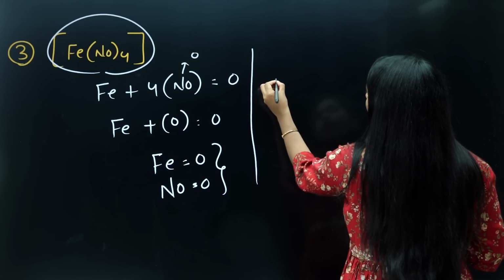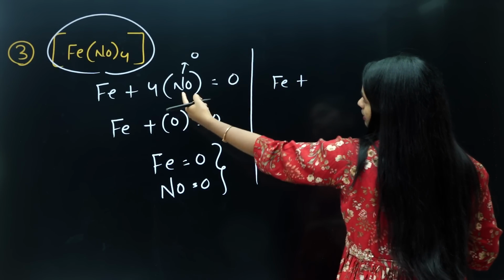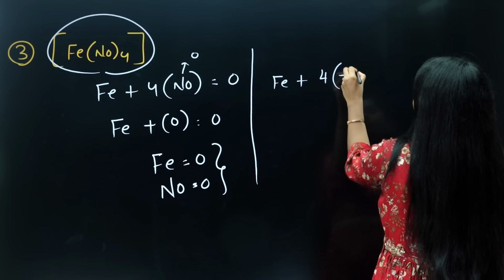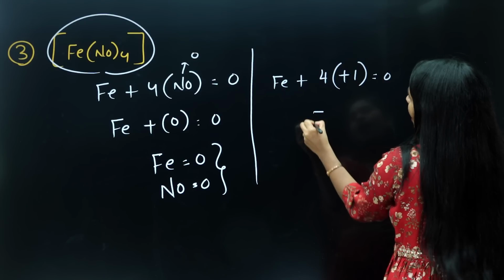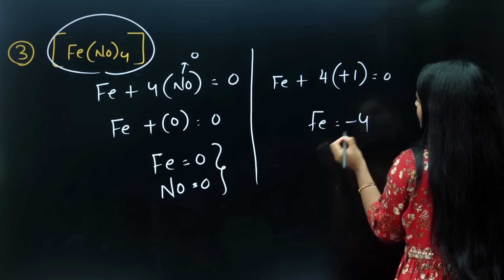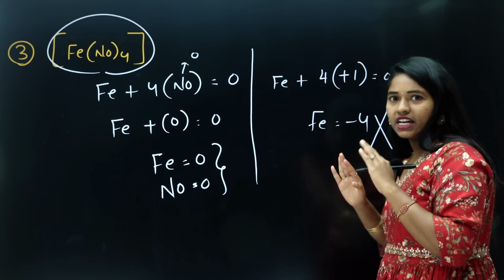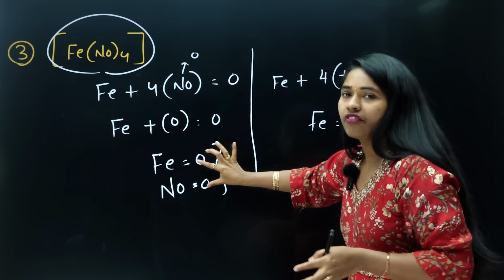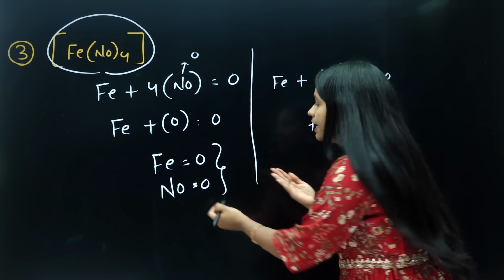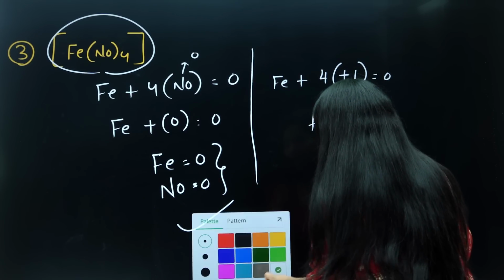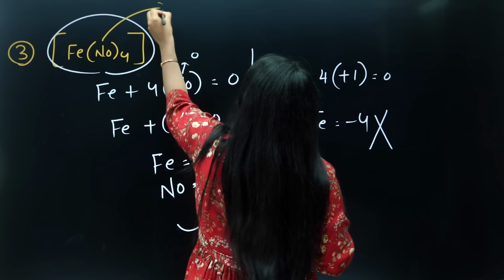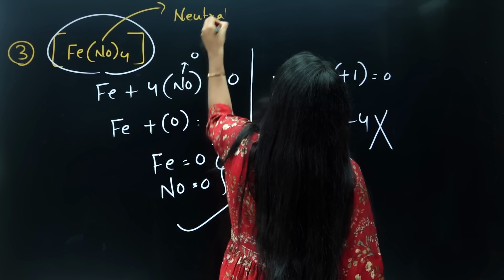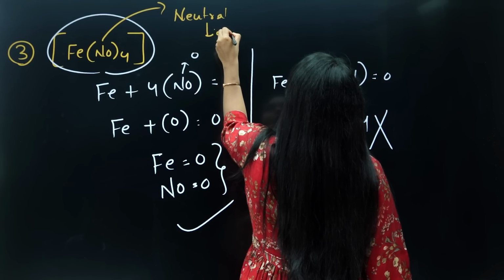If you consider NO as a positively charged ligand, so then +1, then we get iron as -4. See here, -4 oxidation state is not possible, and the difference is also more. If you see here, the difference is 0 only, and you can consider NO as a neutral ligand here. Clear? So in this example NO is a neutral ligand. See the next example, students.